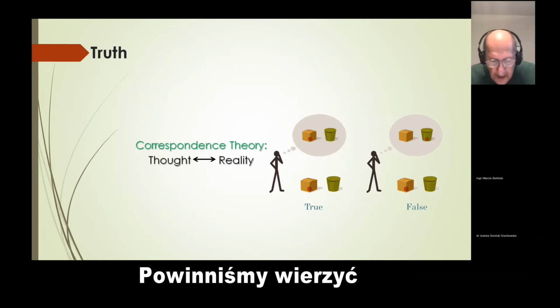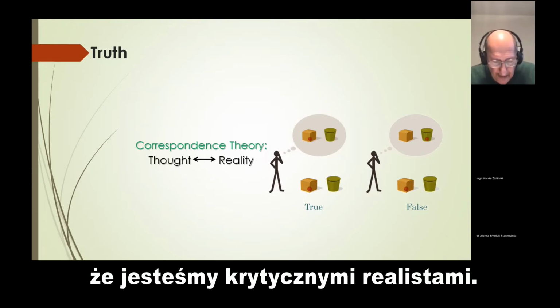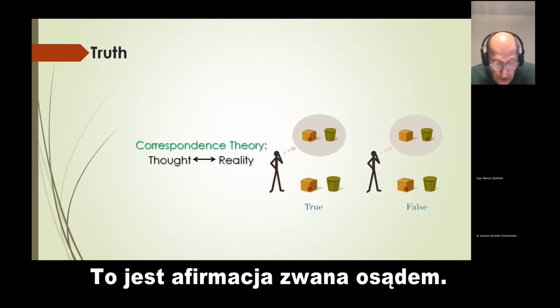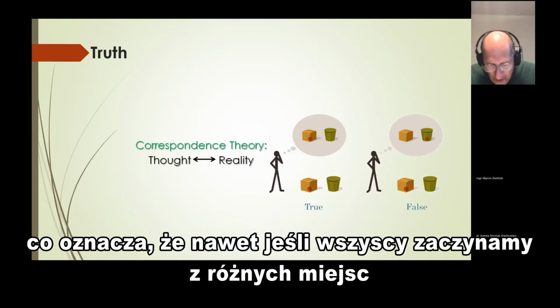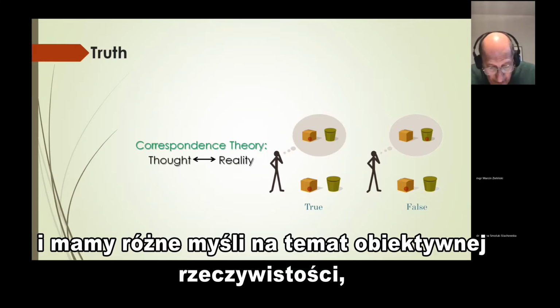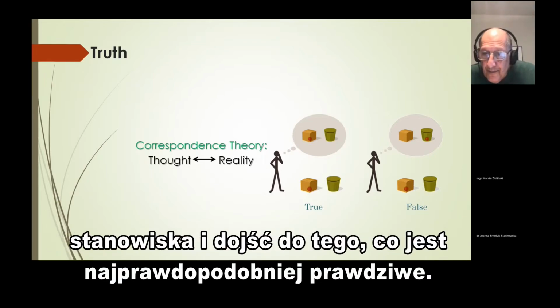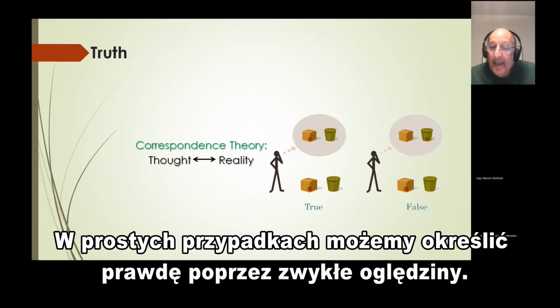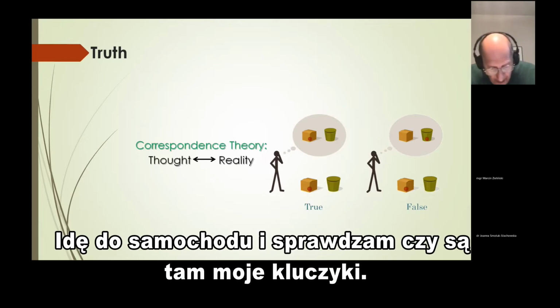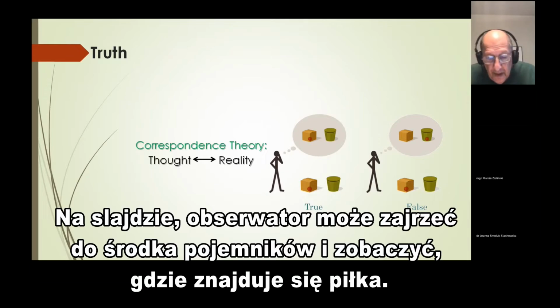We critical realists thus affirm what is called judgmental rationality, which means that even though we all start from different places and have different thoughts about objective reality, which we should be respectful of, we can weigh the evidence for each position and arrive at what is most likely true. In simple cases, we can determine truth by mere inspection. I go to the car and see if my keys are there. In the slide, the observer can look inside the containers and see where the ball is.